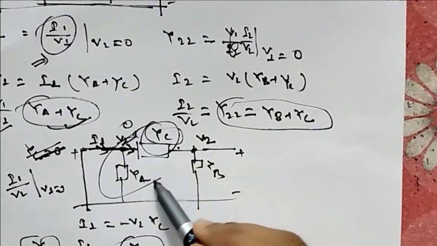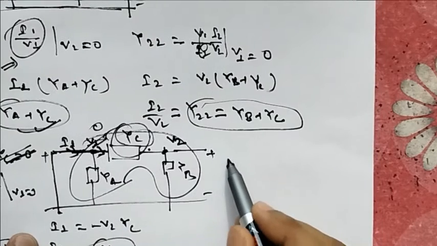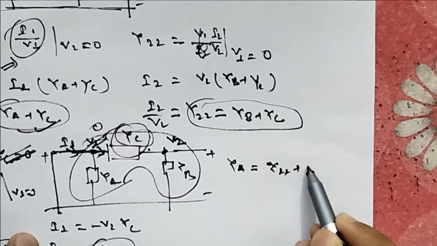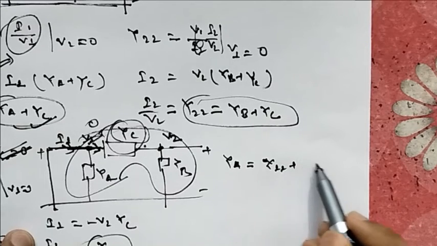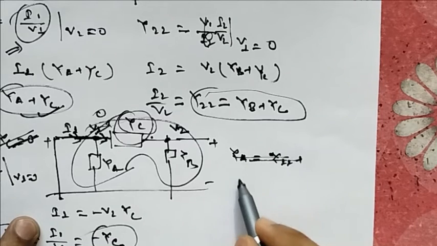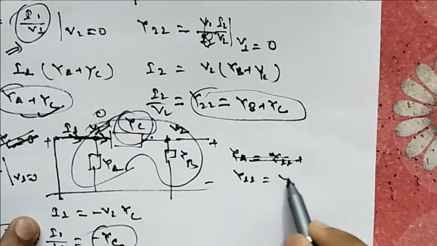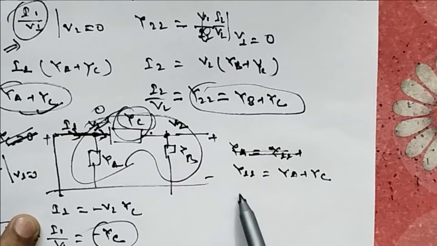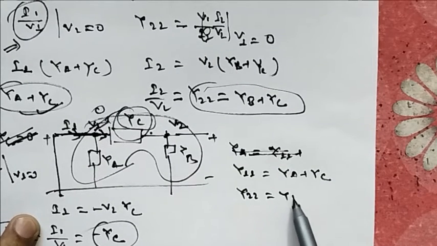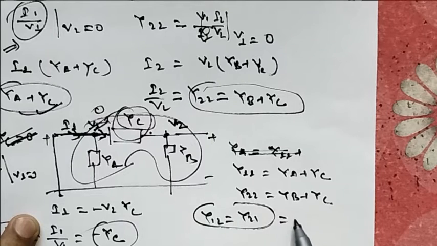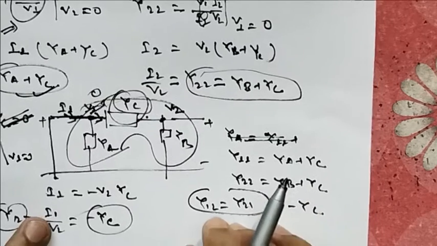Now for this type of network, what we have done, we have calculated ya is equal to y11 plus y12. Now we have calculated y11 is equal to ya plus yc, and y22 is equal to yb plus yc, and y12 is equal to y21, because of this reciprocal we have calculated this as minus yc.